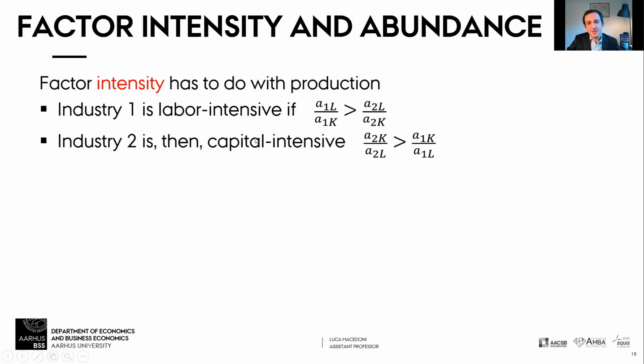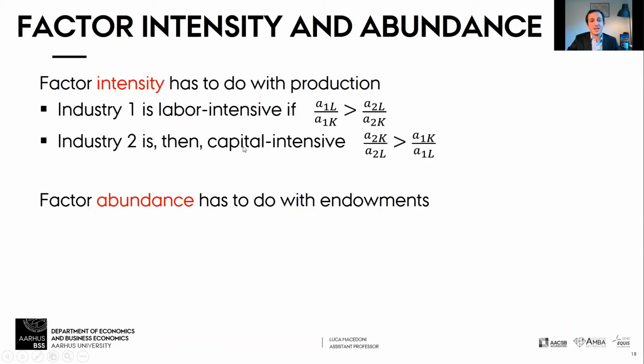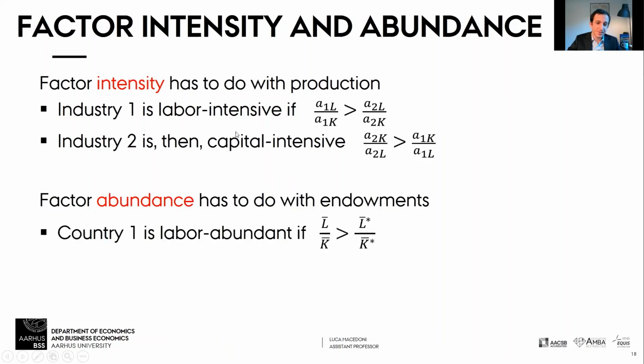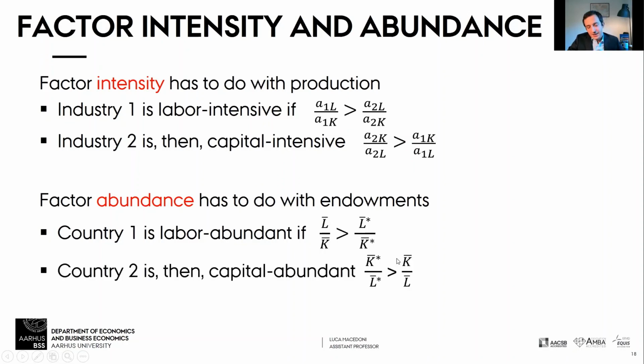Now, the second concept is about the endowments, and that is factor abundance. I'm going to say that country 1 is labor abundant if the total number of workers over the total number of machines is larger than the equivalent for the foreign economy. So if in aggregate the home economy has more workers per machine than the foreign economy, then the home country is labor abundant. And similarly, the foreign country is capital abundant because it has more machines per worker relative to the home country.